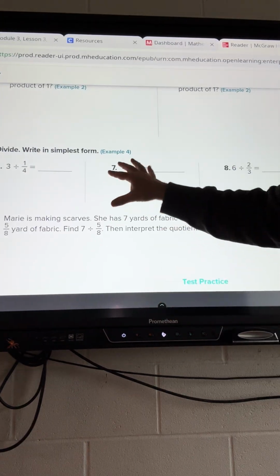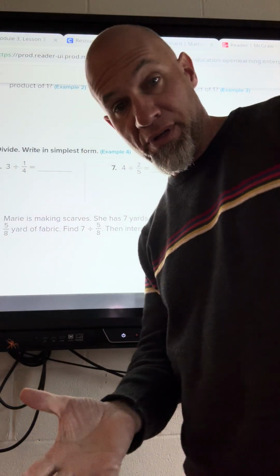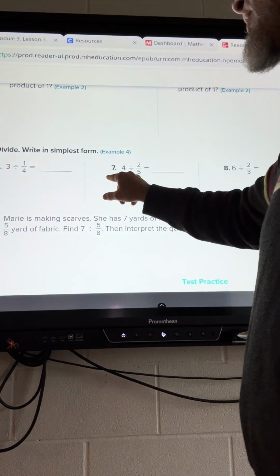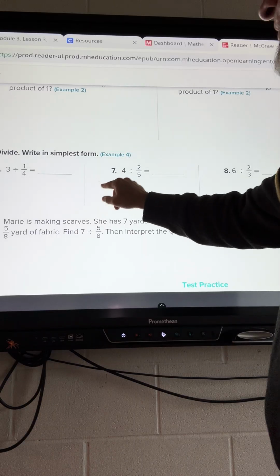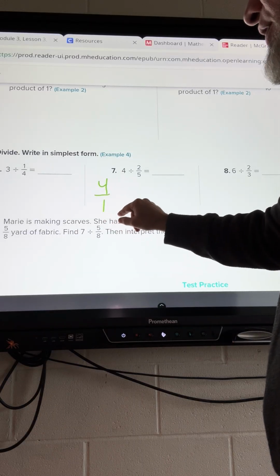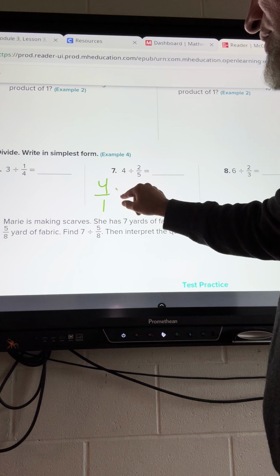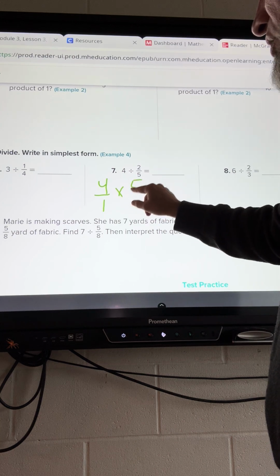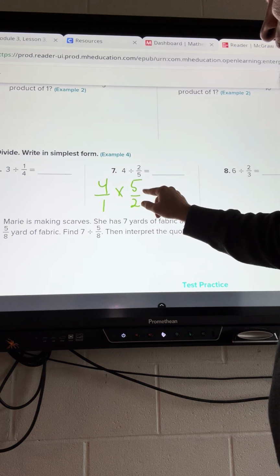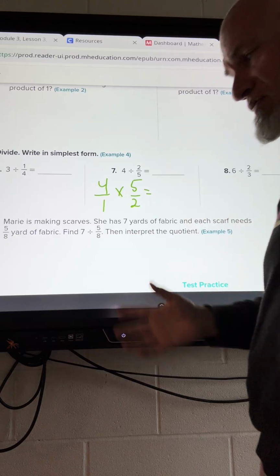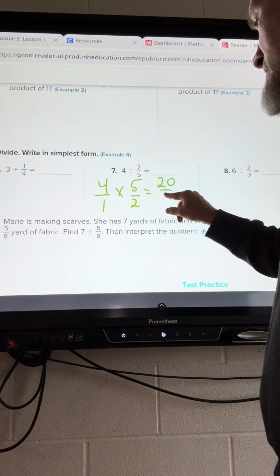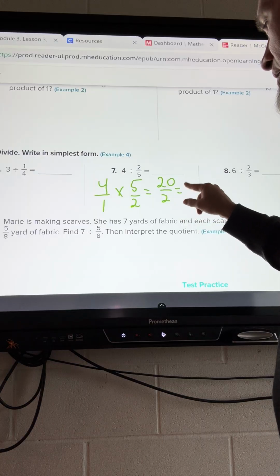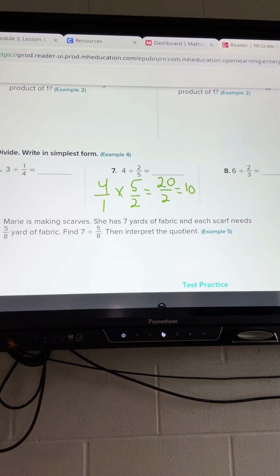I'm going to use number 7 as an example, even though you didn't have to do number 7. Remember, the whole number has to be changed into a fraction, and any whole number can be made into a fraction by putting a 1 underneath it. Then you change the division to multiplication, and you use the reciprocal of the divisor, 2/5, which is 5/2, and then you go straight across and multiply. So you would have 20/2, or 20 halves, which would end up being 10, okay?